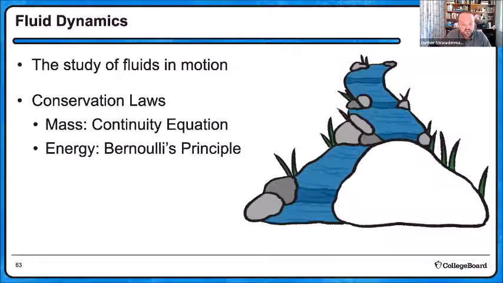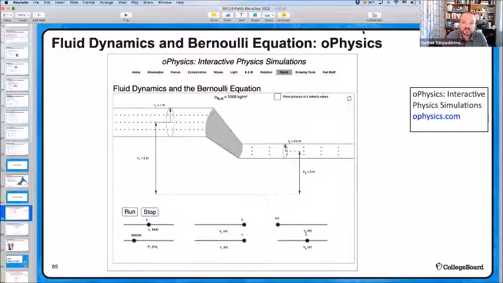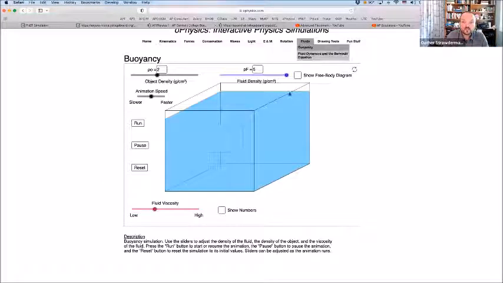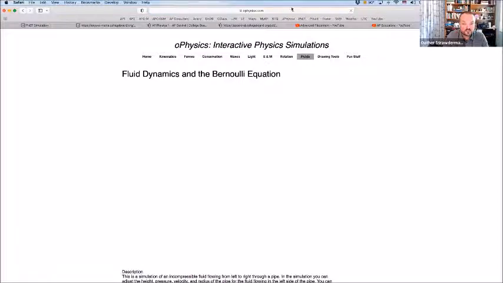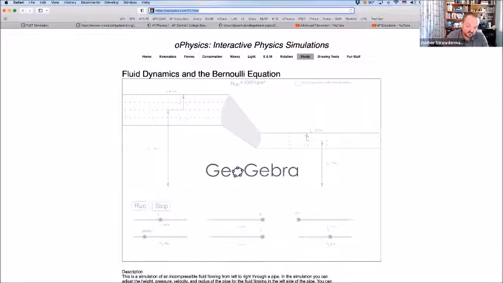I want to look at this simulation first. This is another O Physics simulation. I want to give you all a little bit of time to investigate this simulation, so let me put this link in the chat. Once again, this is on O Physics and it's the fluid dynamics and Bernoulli equation simulation. I also have a lab for this one.